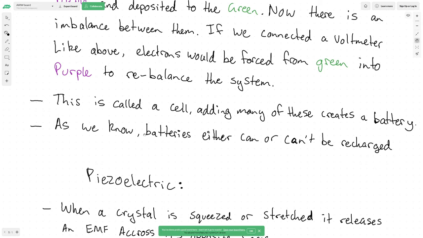I said here, as we know, batteries either can or can't be recharged. So what that means is that there are some types of electrolytic solutions that can be recharged. They can charge up again, or others that when the chemical reaction starts, it will never stop. It will keep going until it's depleted, and that's it. You've got to throw it away after that. And that's where we get batteries that either can or can't be recharged.